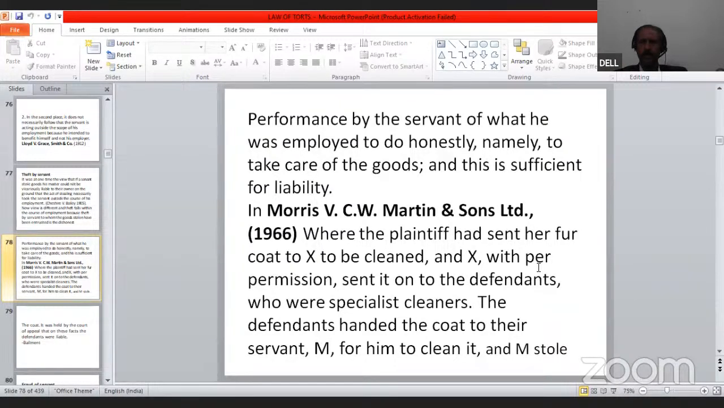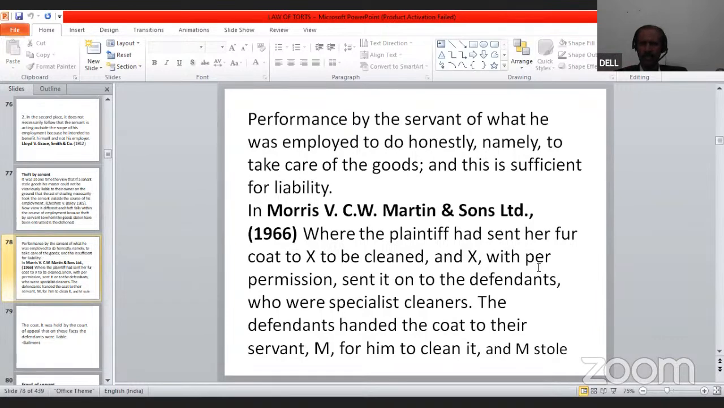It's like a bailment. Morris is a lady who had a fur coat. She gave it to a dry cleaner, but the dry cleaner said that we are not the experts, there are other dry cleaners, and introduced her to C.W. Martin and Sons. She gave a fur coat for dry cleaning, but the owner of the dry cleaners handed it over to a servant to clean. Instead of washing it, he committed a theft. Morris filed a case against C.W. Martin and Sons for the theft committed by their servant. Vicarious liability: here you have to note that the theft is wrong, and that is a matter between master and servant.